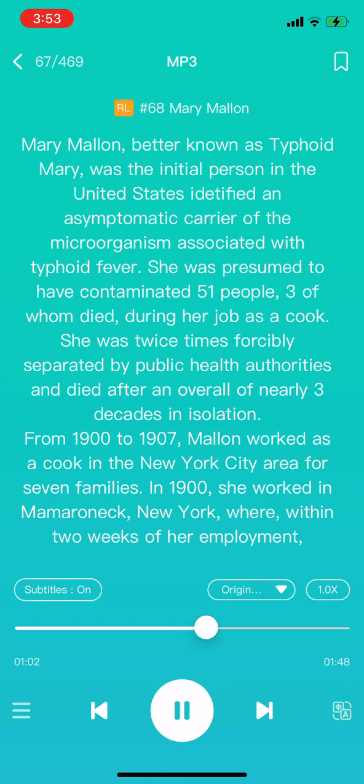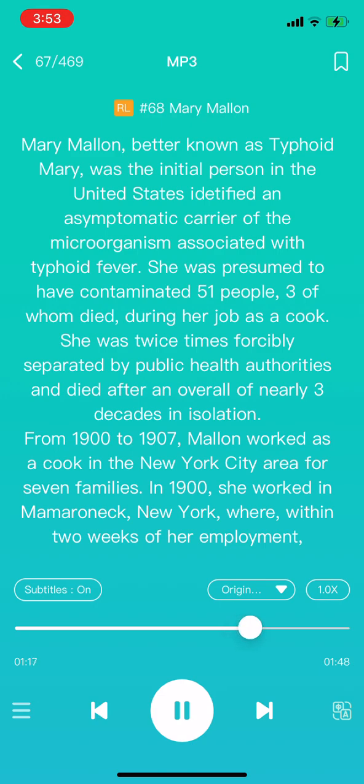In 1906, she took a position in Oyster Bay, Long Island, and within 2 weeks, 10 of the 11 family members were hospitalized with typhoid. She changed jobs again, and similar occurrences happened in 3 more households.